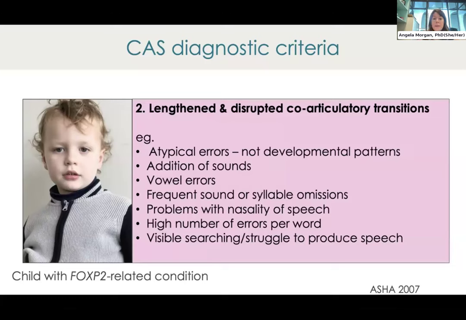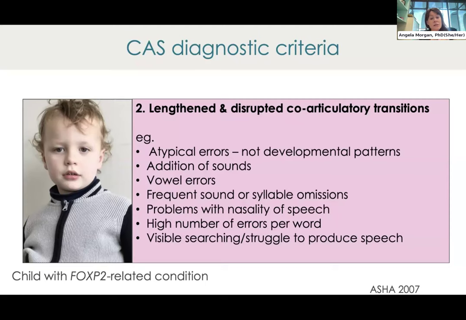So we've got inconsistency. Another feature, and I like to be very clear and transparent with families on the terminology we use, but then we'll break it down. Another term is lengthened, or a diagnostic feature, lengthened and disrupted co-articulatory transitions. Now, what a mouthful, really, what a mouthful. But all this really means is, what are the types of error patterns that a child is using? And really these error patterns are very different to the sorts of patterns you might see in other more common speech disorders, which we'll talk about again in a moment, just to compare how is apraxia different to the more common speech disorders we see. So what does this lengthened and disrupted co-articulatory transition, second diagnostic criteria, really mean?